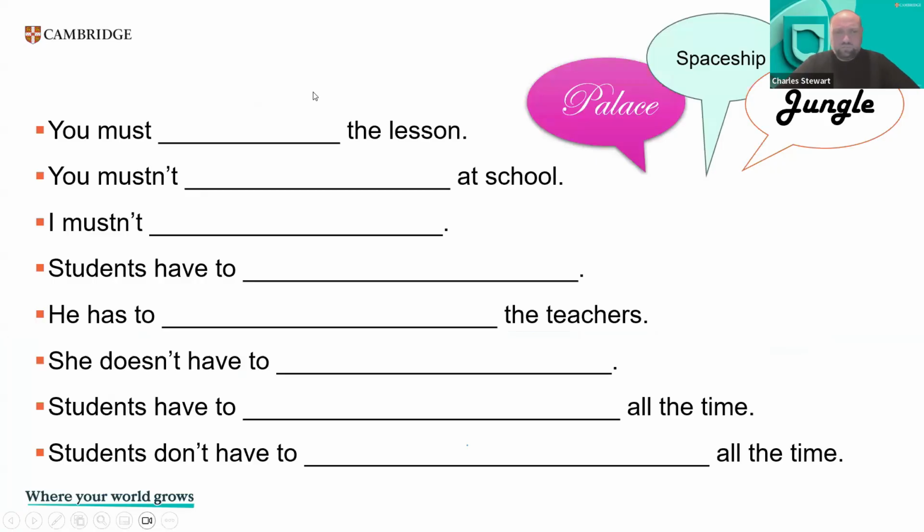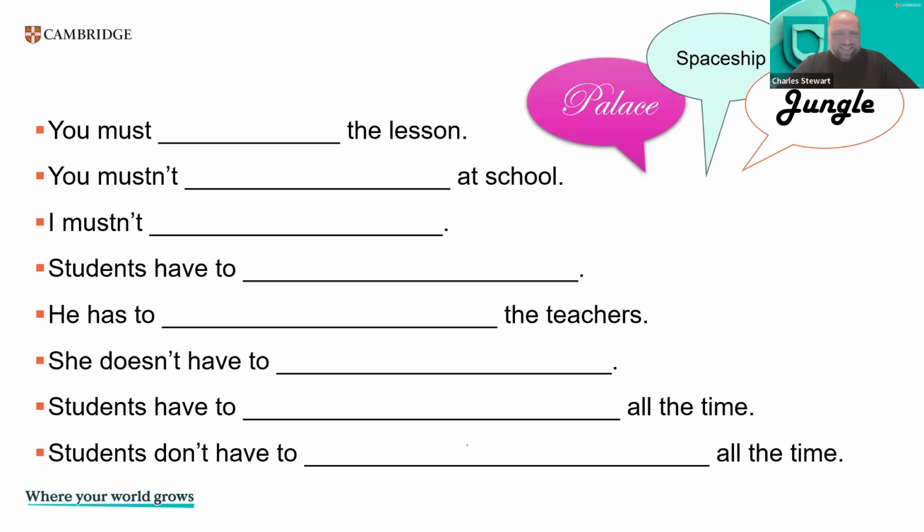Okay, on the screen, there are some sentences. In the chat, the first sentence, you must blank the lesson. Imagine that you are a student. Fill in this gap with a rule for the classroom or the school. You must blank the lesson. You must learn the lesson. Yes, good. Follow the lesson. Pay attention to the lesson. Good. Enjoy the lesson. Oh, I like that one.